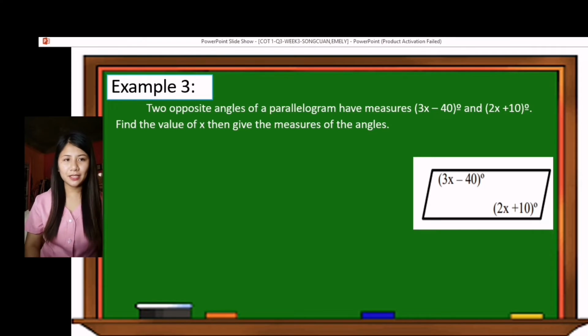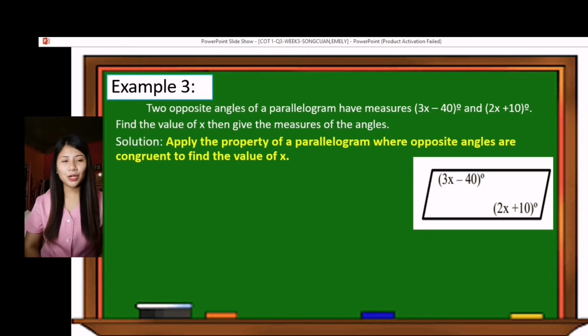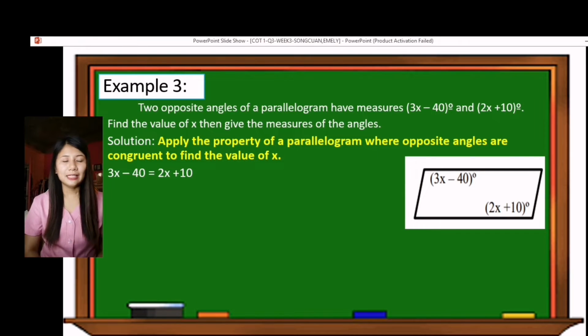Two opposite angles of a parallelogram have measures 3x minus 40 degrees and 2x plus 10 degrees. Find the value of x, then give the measure of the angles. Let us remember that we're going to apply here the property of a parallelogram where opposite angles are congruent in order to find the value of x. So we have 3x minus 40 is equal to 2x plus 10.